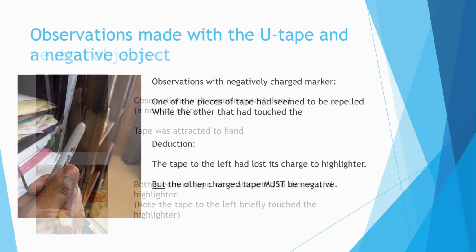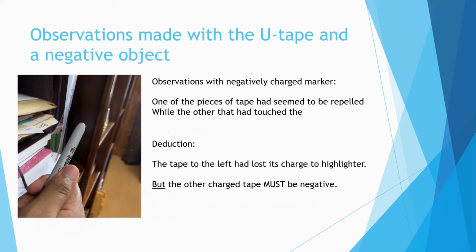Now, a charged marker was placed close to it, and one repelled or moved away from the charged marker. The deduction: the tape that had touched the highlighter had become neutral and lost its charge, but the other charged tape must be negative since the charge of the marker was negative.